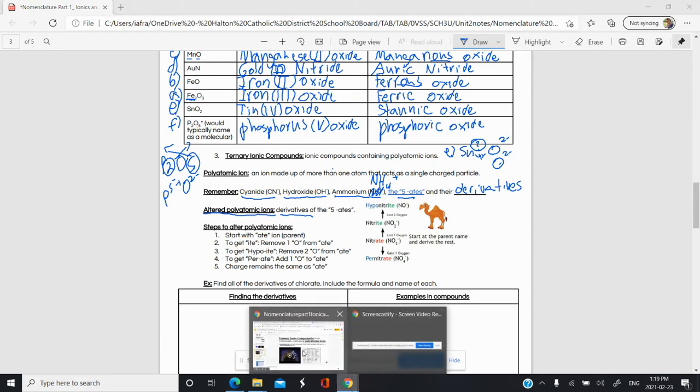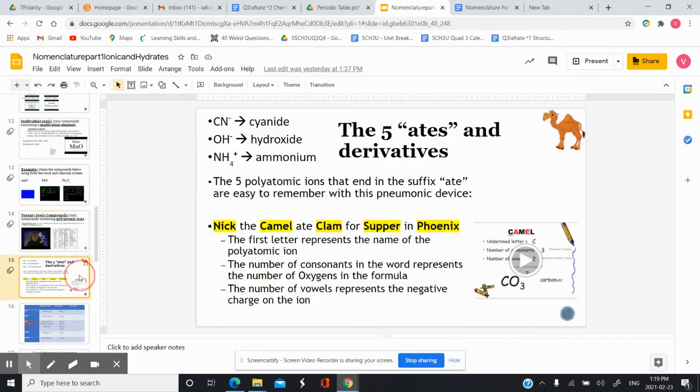So let's go to our presentation here. So again, these are the common ones you need to know in your 5 ates. And the trick that you can use to remember your 5 ates is Nick the camel ate clam for supper in Phoenix. So these will help you remember nitrate, carbonate, chlorate, sulfate, phosphate. It doesn't only help you remember the name, it helps you remember the charge and the number of atoms as well. Let's go through the table to show you that.